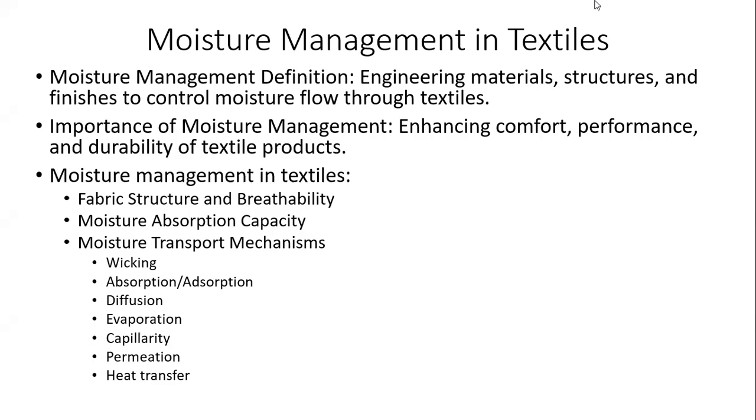So therefore, in definition, moisture management refers to engineering of the material. Engineering means you make it according to your need, and then different structures you can have, and then you can apply different finishes to control the moisture flow through the textile. When it comes to moisture management, you have the moisture in here. The moisture refers to the sweat and the moisture that comes to the textile in contact from the external environment.